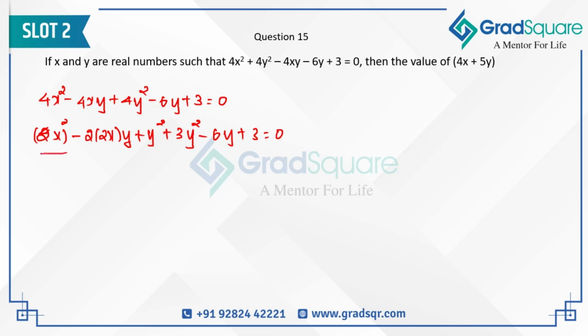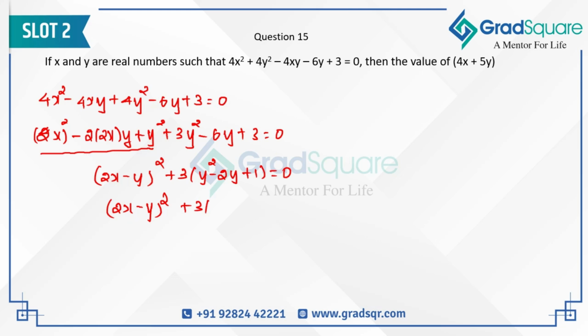Now I can group the three terms as what? (2x − y)², and a 3 common outside, that is going to be y² − 2y + 1 = 0. Now (2x − y)² + 3(y − 1)². Now in this equation, this is a perfect square, 3 multiplied by a perfect square, and the sum of these two expressions should be equal to 0.